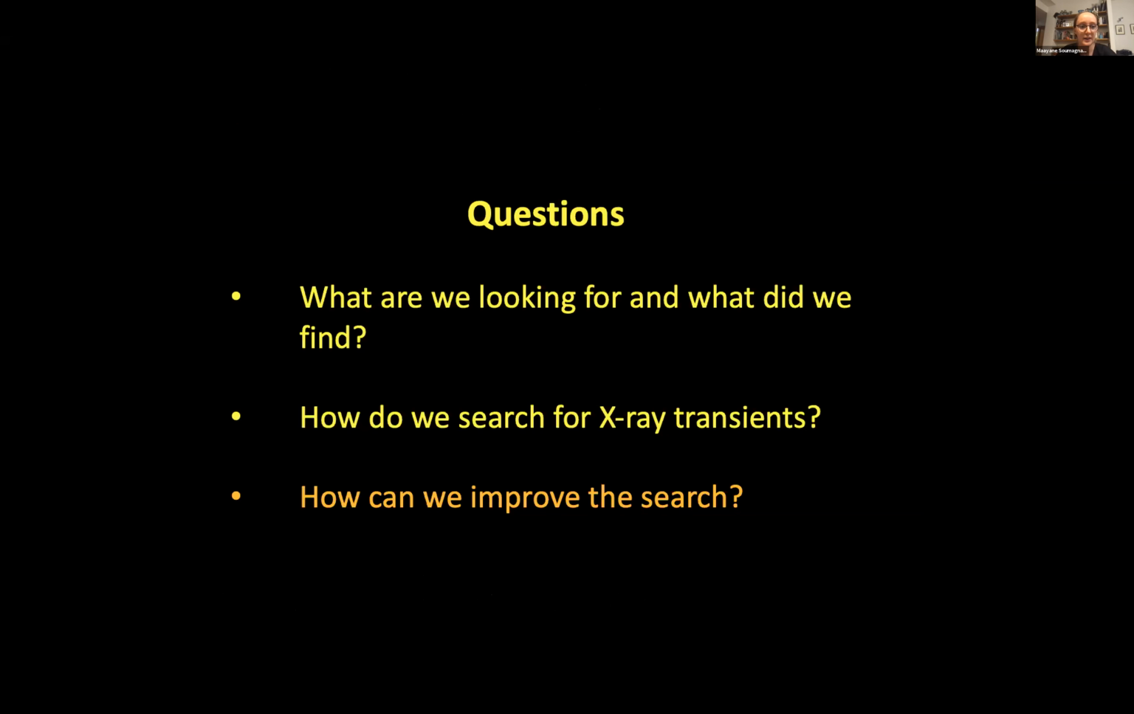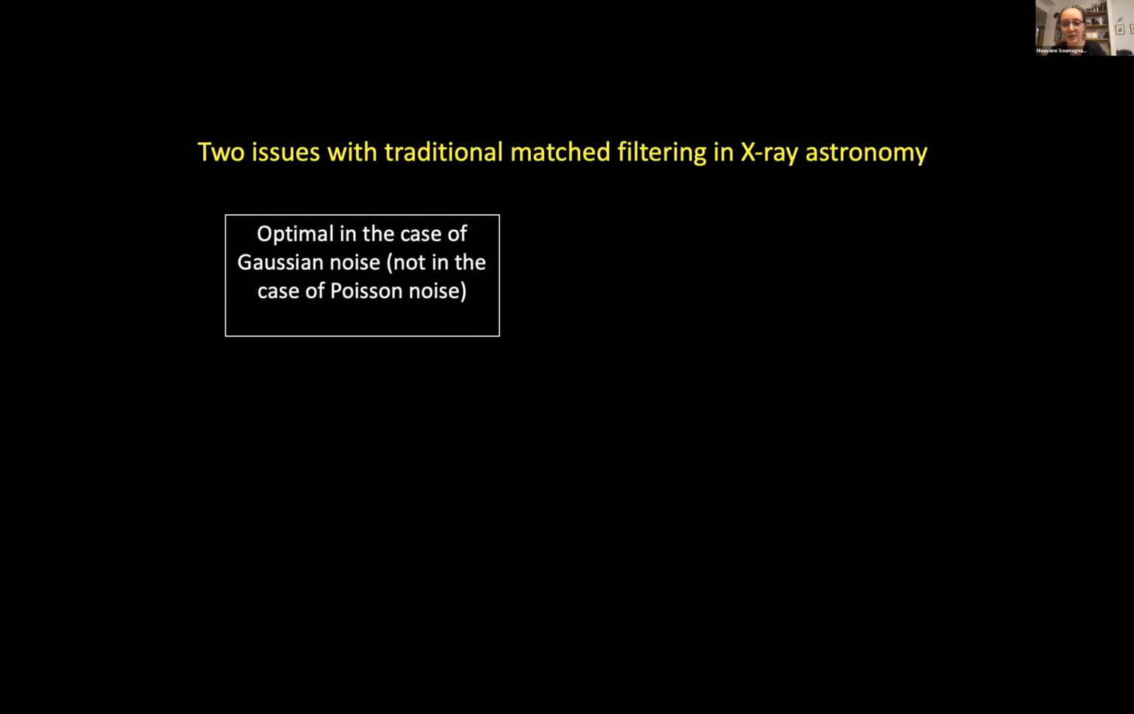And there are two big issues when using the traditional matched filter for source detection in X-ray images. And this brings me to the last part of this talk, ideas to improve the searching algorithm. So what are these two issues with matched filtering? The first issue is that matched filtering can be shown to be optimal in the presence of Gaussian noise. And in the case of X-ray images, where we have very few photons and the signal from both the source and the background is Poissonian, traditional matched filtering is suboptimal.